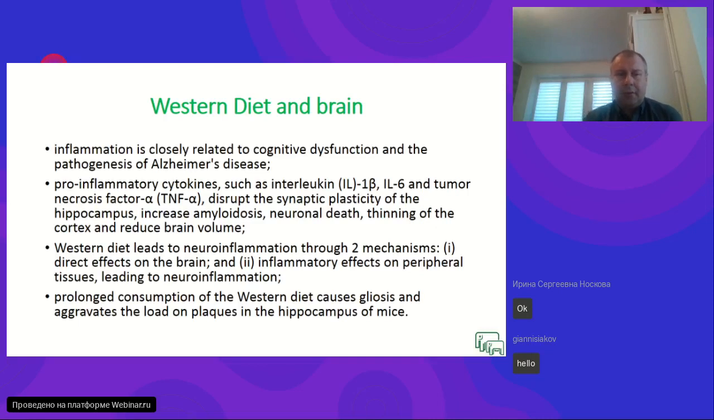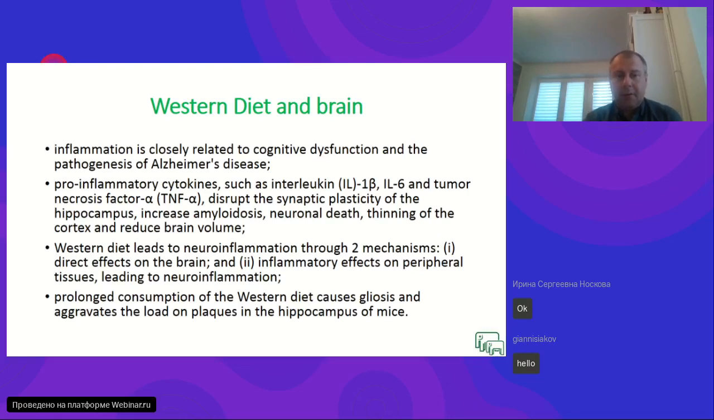According to modern data, nutrition leads to the development of inflammation of the brain, which causes Alzheimer's disease and cognitive dysfunction in our brain. During the eating of this improper Western diet, special molecules are produced, such as pro-inflammatory cytokines, such as interleukin 6, interleukin 1 beta, and tumor necrosis factor, which disrupt the synaptic plasticity of the hippocampus. The hippocampus is the main and the first structure of the brain, which is a target for the beginning of Alzheimer's disease.